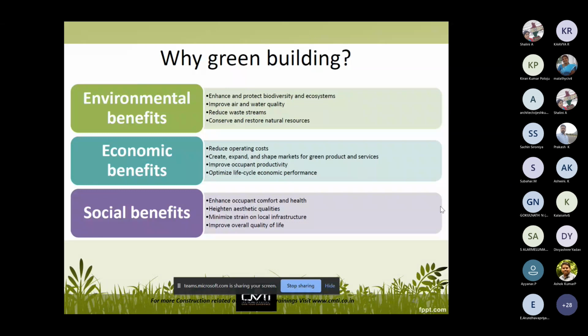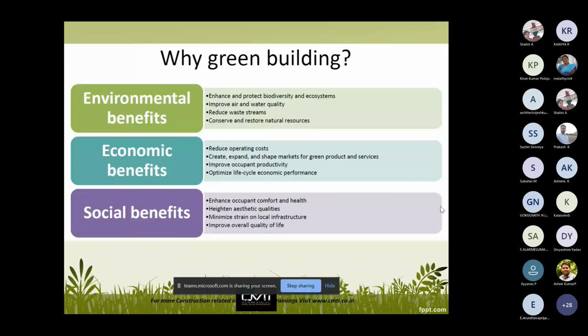I have already given the definition of green building. The benefits you will get are: enhance and protect biodiversity and ecosystems, improve air and water quality. Both are wonderful resources. Without that, we can't live. So we should improve the air and water quality in all the cities, all the places, and reduce the waste streams, meaning solid waste management, and conserve and restore natural resources. The water available we are using for construction and various purposes, so how can we have the same resources for our future generations also.